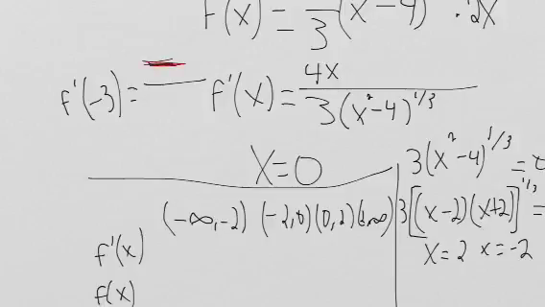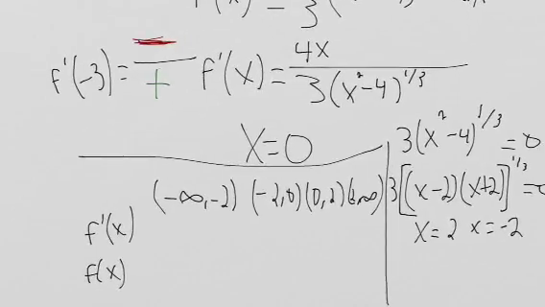In the denominator, we're going to have negative 3 squared is positive 9, and 9 minus 4 is going to be positive, and the cube root of a positive is positive, and we're going to multiply by positive 3. Overall, the denominator is positive. So we have a negative divided by a positive, which is going to be a negative. And if it's negative, that means that f of x is decreasing.